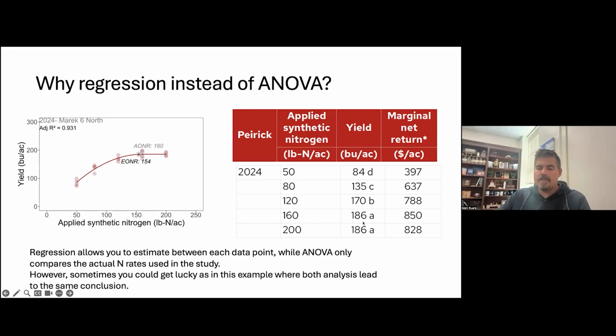This is a case where both the ANOVA and the regression actually work together. Here we're saying yields were maximized at 160 pounds, where we got 186. At 200 pounds, we got 186. Those were the same. Below that, once you go to 120, yields were statistically reduced. So if we use ANOVA, we would have come to the same result. But that may not be true in most cases. So you can certainly use an analysis of variance as a backup, but really what you want to do is develop the response function.